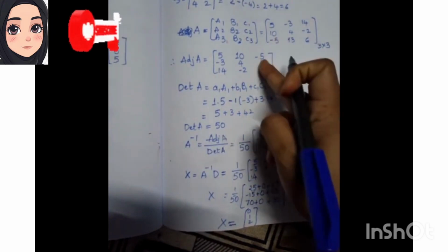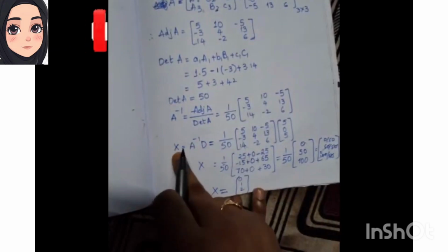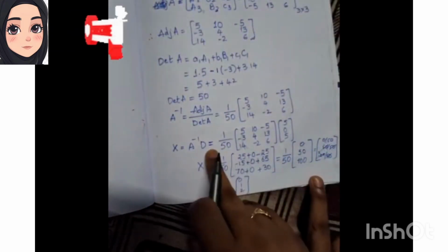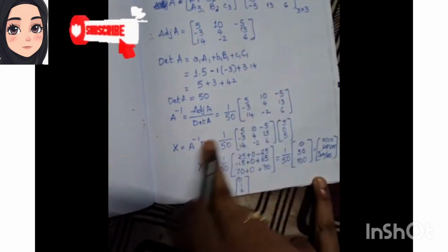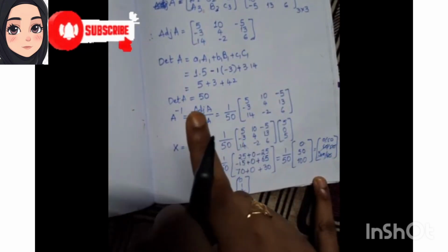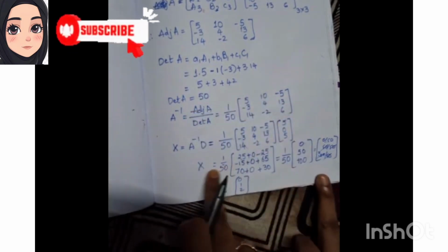0 1 2 means what values are there? 0 1 2 is x y z. X equal to 0, y equal to 1 and z equal to 2. Like this we have to solve by the matrix inversion method. Next is Cramer's method and Gauss Jordan method. In the next video I am coming with these two methods.